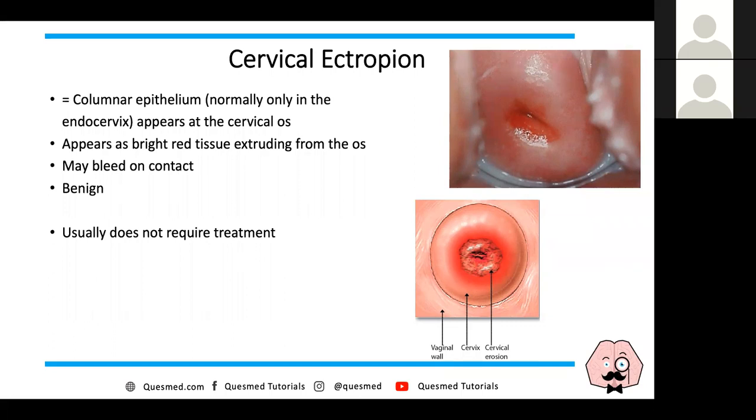This is a benign condition. We don't need to do anything about this. However, it's important to educate the person and tell them what this is, what this means, and what they need to do if anything changes. In some cases where the bleeding is particularly problematic, we can laser that area and remove those columnar cells. But normally it doesn't cause too much bother, and it is considered a normal finding. It's more common in younger people, and it's more common in people who are using hormonal contraception.